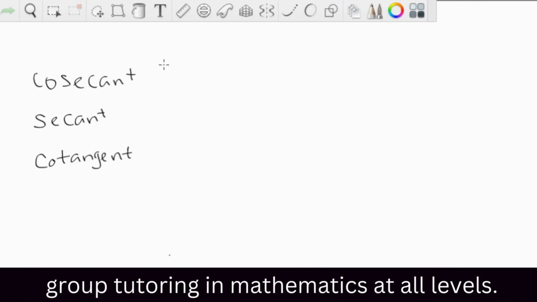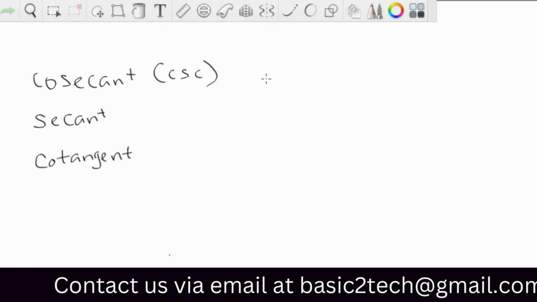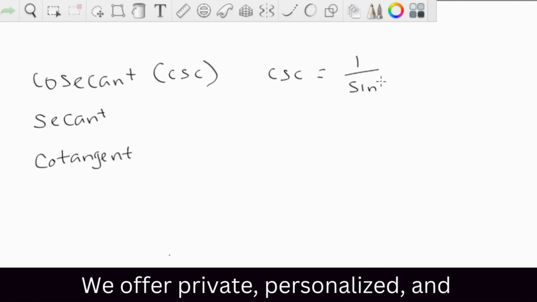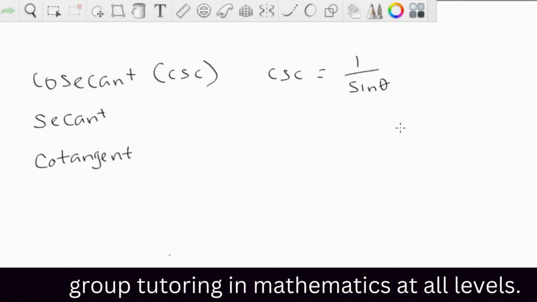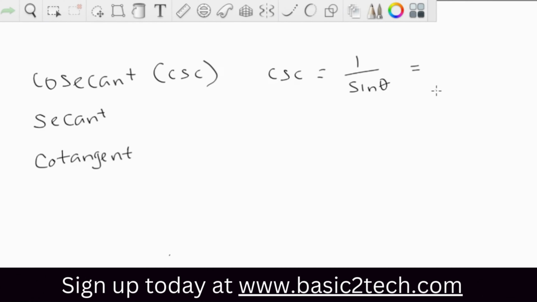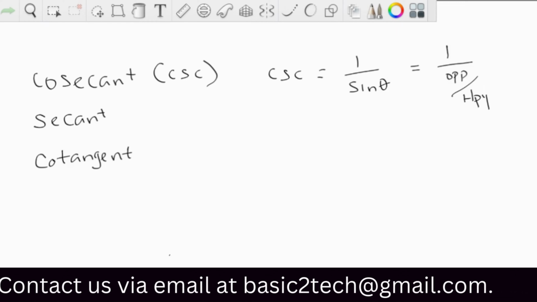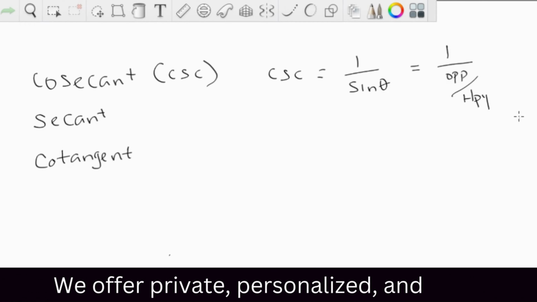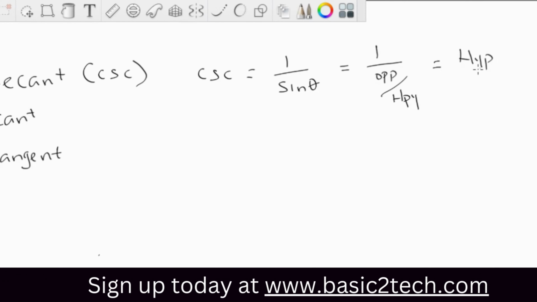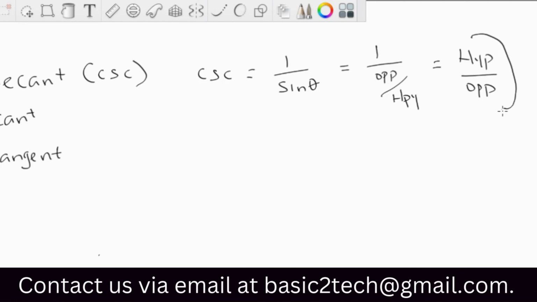Now, cosecant is written as CSC. Cosecant is the reciprocal of sine. So, cosecant is equal to 1 over sine theta. And what is sine? Sine is opposite over hypotenuse. So we have 1 over opposite over hypotenuse. So when we do the math here, our cosecant becomes hypotenuse over opposite. So this is the ratio for cosecant.